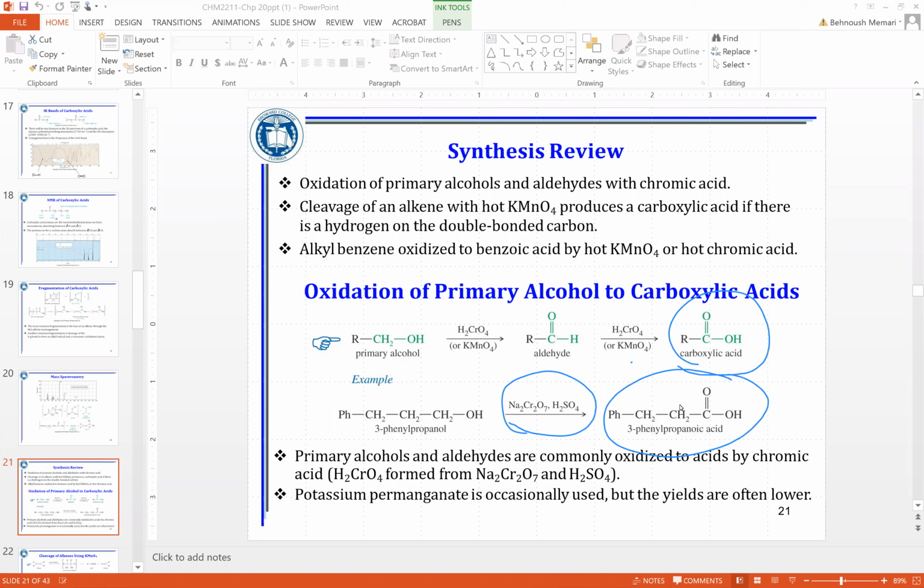That's one method to prepare carboxylic acid via oxidation. And for the oxidation, your reactant can either be aldehyde or primary alcohol. If it's primary alcohol, you need a strong oxidizing agent to change it to carboxylic acid. If it's aldehyde, you also need a strong oxidizing agent to change it to carboxylic acid.